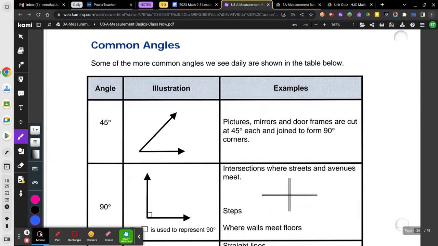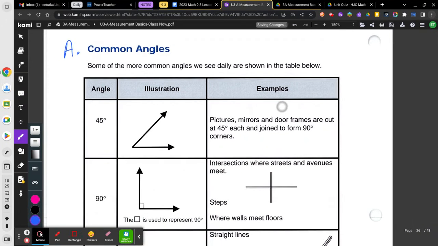Now we're talking about section A, common angles that we see every day. A common angle that we see is a 45-degree angle. What that does is it cuts a 90-degree angle in half. So if I've got a 90-degree angle here, there's my 90. 45 cuts it in half. This part would be 45, and this part would be 45. Okay, so that's what's going on with that.